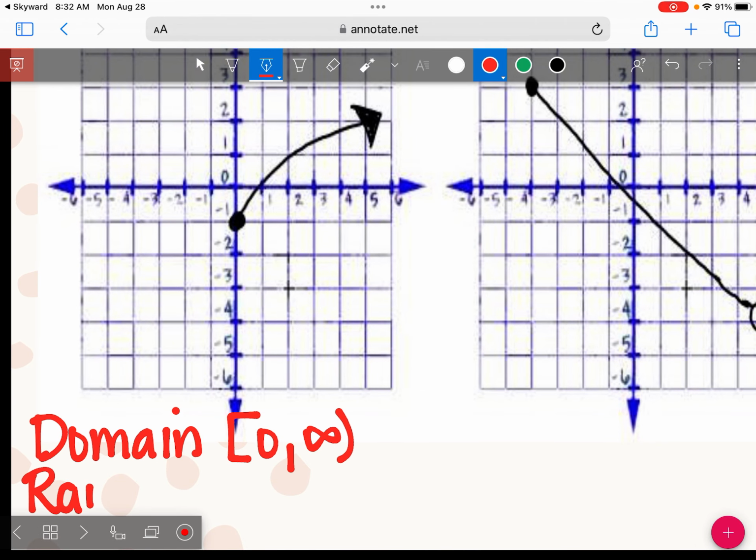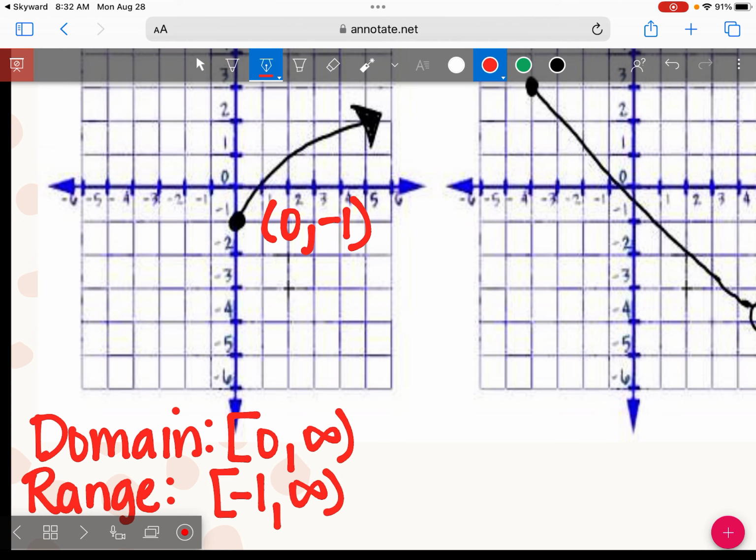The range is the lowest point. And this is the point here. This is 0, -1. So the y value of that point is -1. So -1 gets a bracket and is going up. So that would be towards infinity. So that would be your domain and range for that first graph.